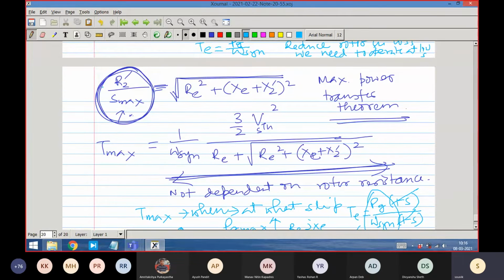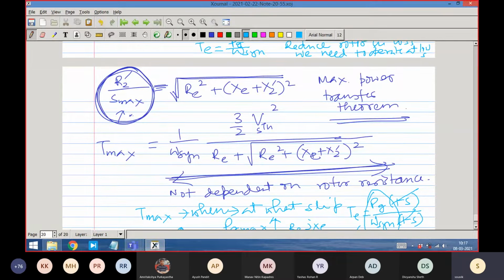That is R2 dash by S max, where S max is the slip corresponding to maximum torque. That would be equal to the magnitude of RE plus jXE plus jX2 dash, so the square root of RE square plus (XE plus X2 dash) square. That is the condition for the slip at which maximum power transfer will occur, and the corresponding maximum power can be found by putting that value. This would be the expression.